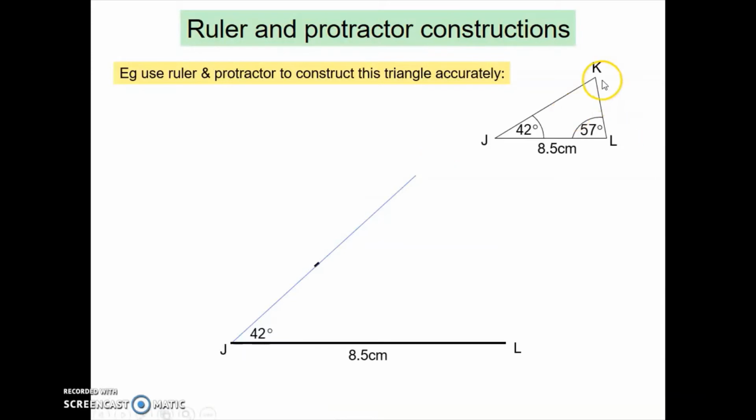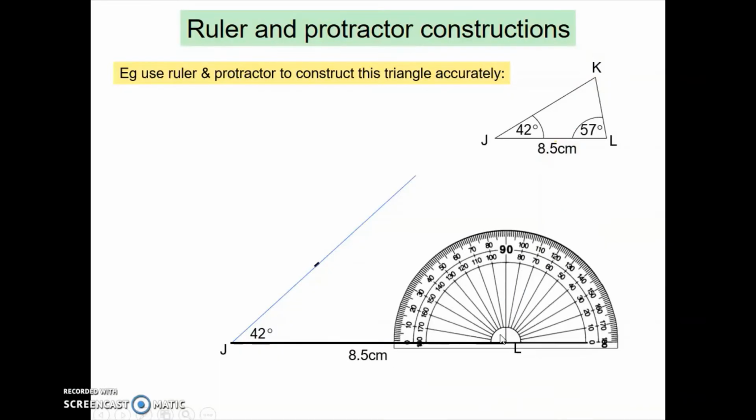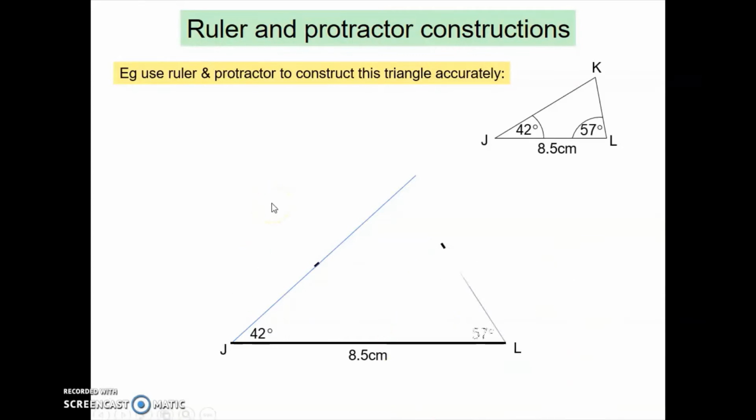at 42 degrees. At the minute, we do not know where the point K lies, where angle K is, but we're going to use this angle of 57 degrees in order to find K. So I'm going to go to angle L. I'm going to use my protractor again. This time, because we're in the other direction, I'm going to use the outside of the scale and measure 57 degrees. And again, with my straight edge or my ruler, I'm going to draw that in. Where the two blue lines meet, this will be the accurate location of point K.